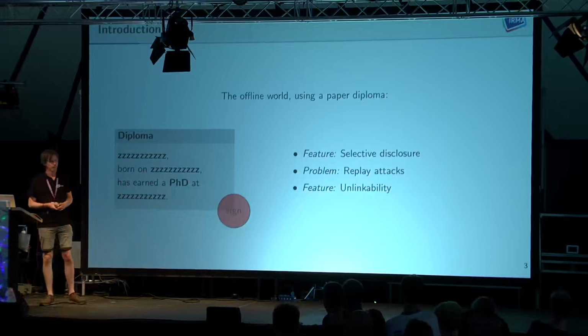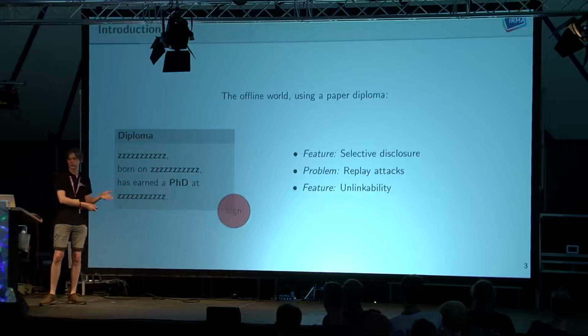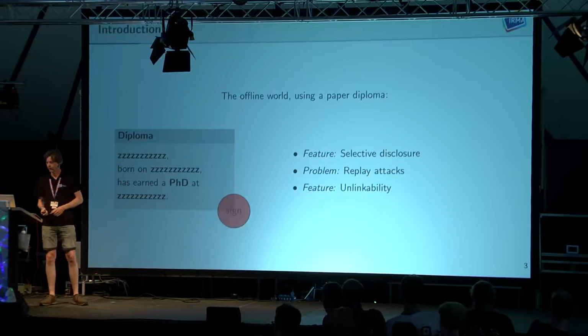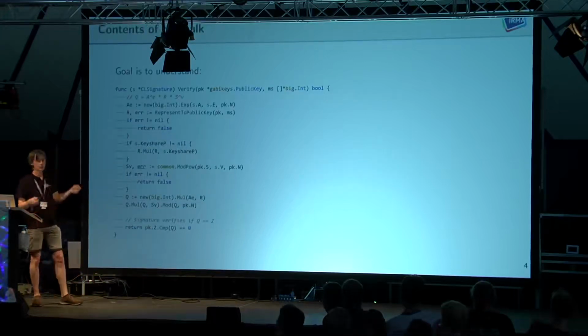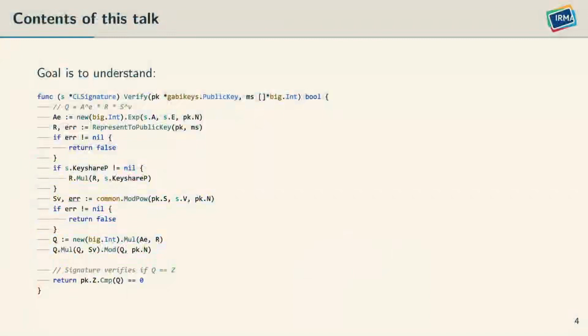Okay. So now we want to do all of this, but in a digital domain. It's easy, right? So the goal of this talk is basically to be able to understand this piece of code. This code comes from a software repository called Gabi, which you can find on GitHub, and Gabi is our actual Idemix implementation. This particular piece of code verifies a signature on an IRMA credential.